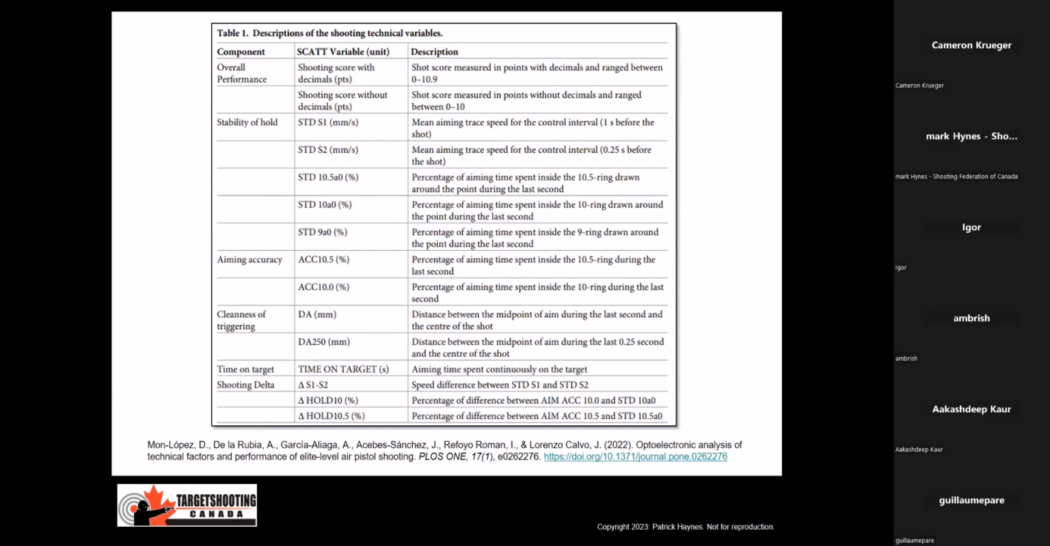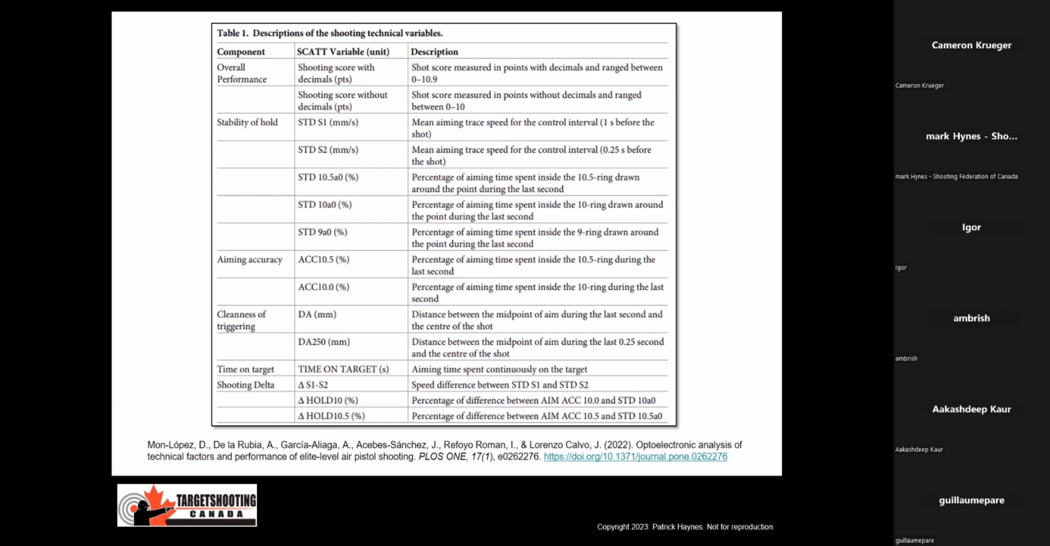There's a ton of new data available within the new SCAT, but it comes down to basically the same thing: shooting score, with or without decimal, and stability of hold. Instead of just having the trace length of S1, which is the interval before the shot breaches, there's also S2, which is the mean trace speed for the control interval before. There's also one for after.